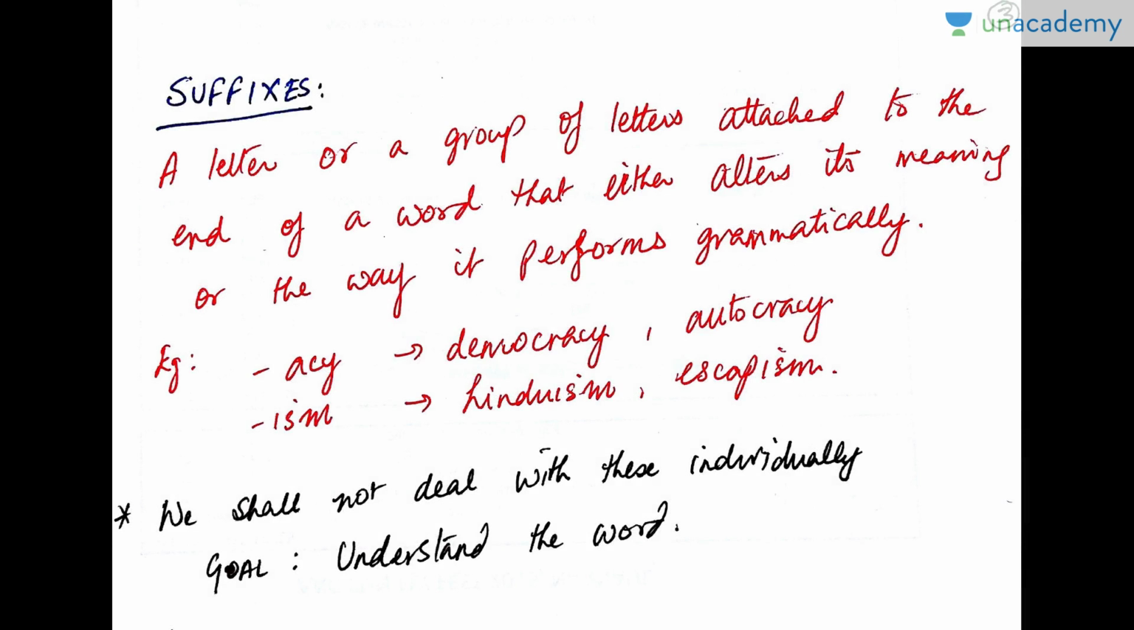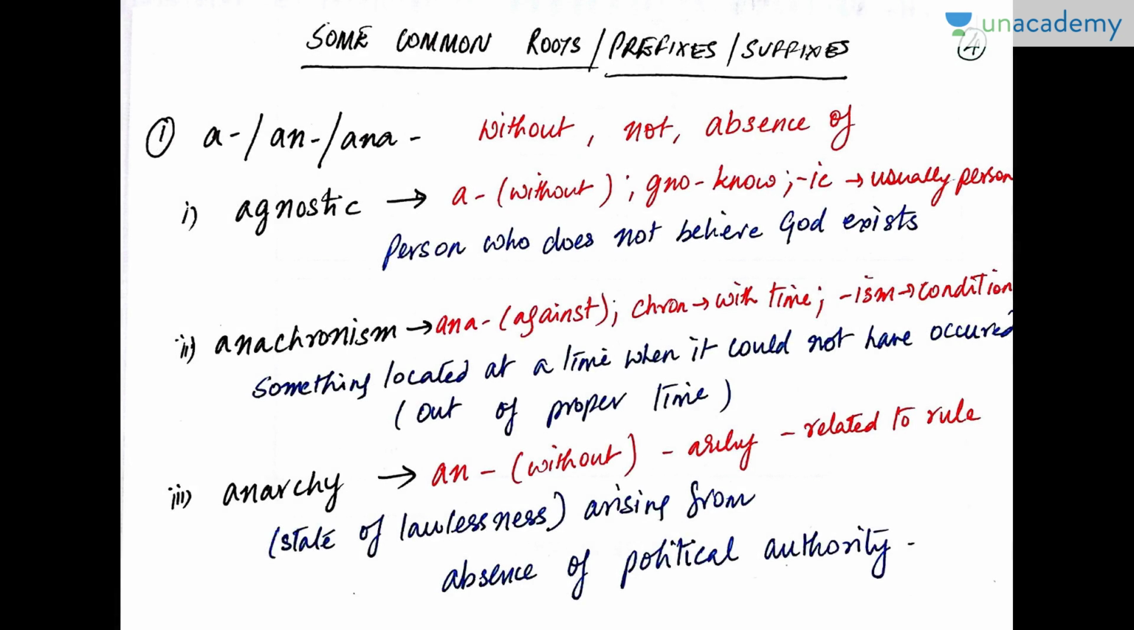Now let us move on to suffixes. Suffixes are a letter or group of letters attached to the end of the word, which either alters its meaning or the way it performs grammatically, like democracy. Democrat will give us democracy, Hindu will give us Hinduism, etc. If we can identify some common roots, prefixes and suffixes, life gets very easy. So in this lesson, we are going to talk about some useful roots.